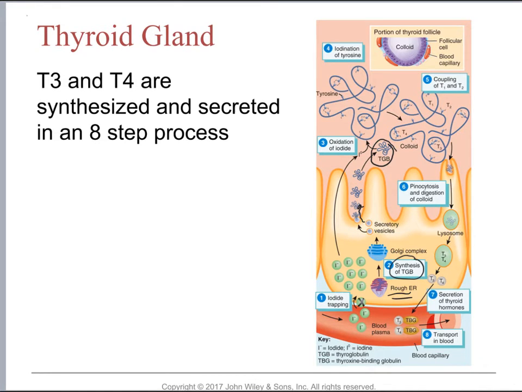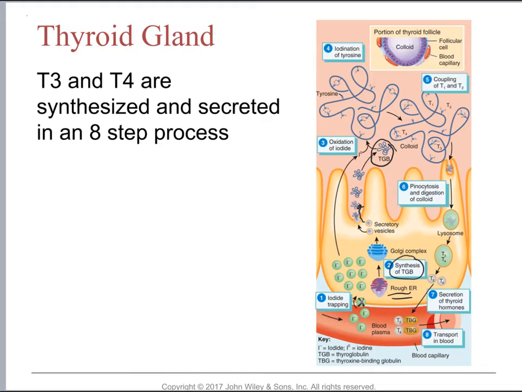Now, this protein has to be converted to T3 and T4. So exactly how does that happen? Well, we need another ion. That ion is iodide. So we need iodide in our diet because it's necessary for cleaving and creating these hormones from this protein. So where does iodide come from?